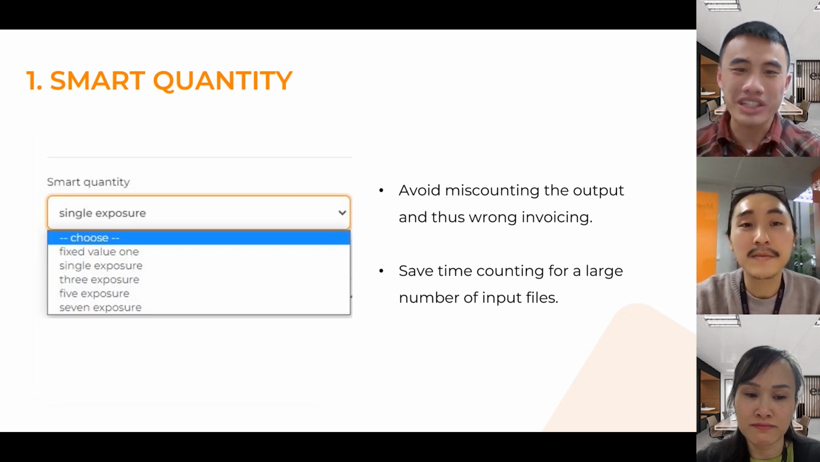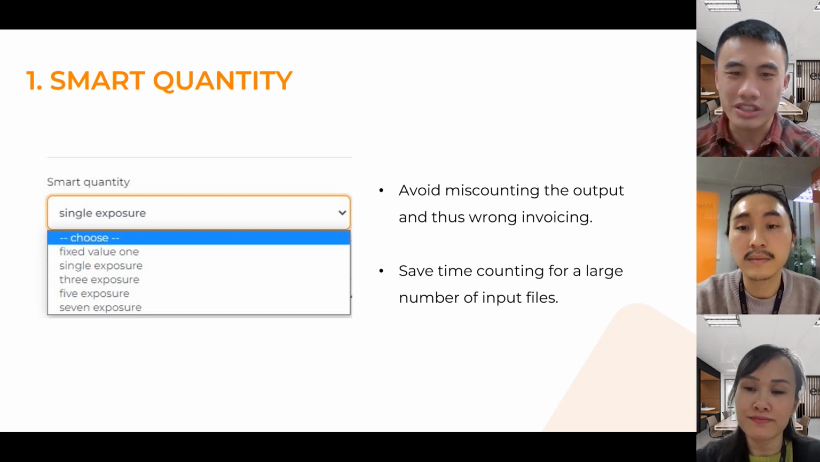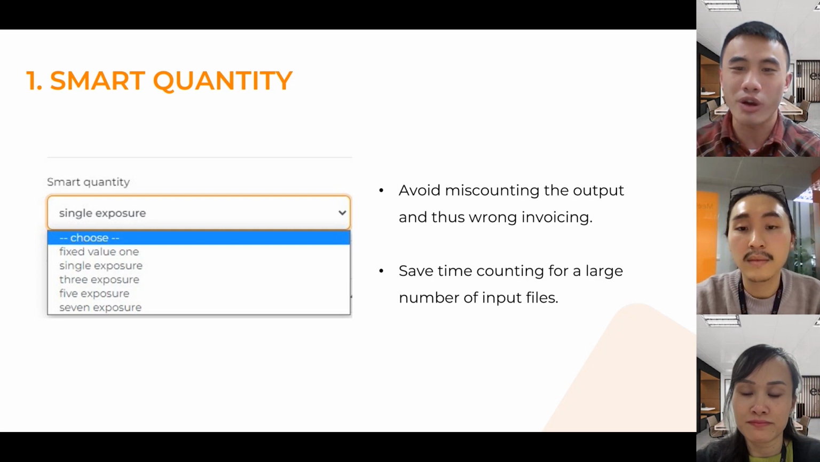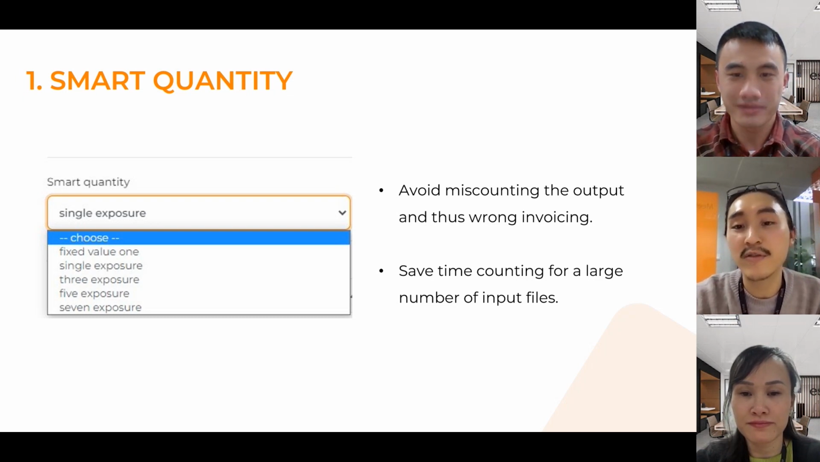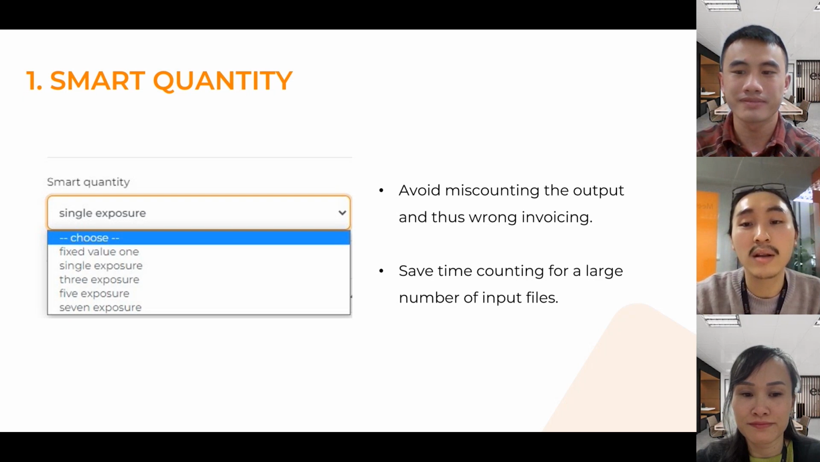Well, the smart quantity feature was developed to automatically calculate the number of input files based on the shooting approach. Let's say the logic is one exposure, three exposures, five, or even seven exposures, or any specific values. Actually, based on the shooting approach, we calculate the output files based on the number of input files. So it avoids the risk of mischarging. So yeah, that's how I think we help make the human work easier with more accuracy.